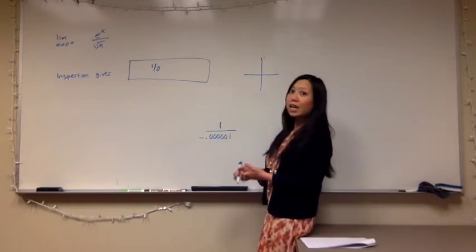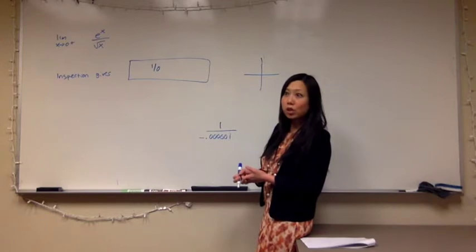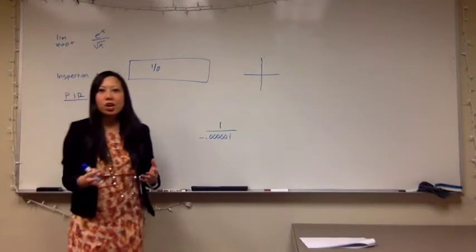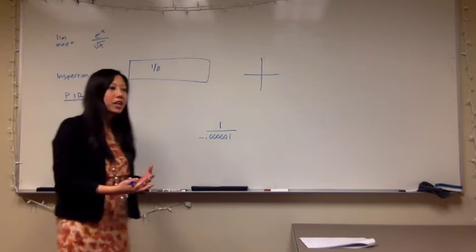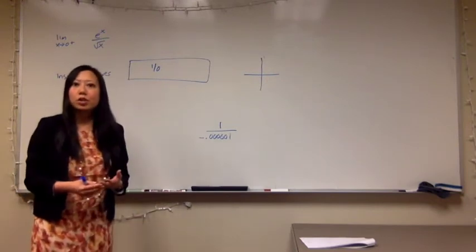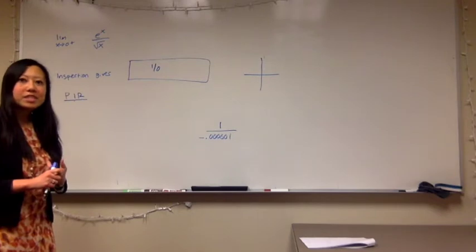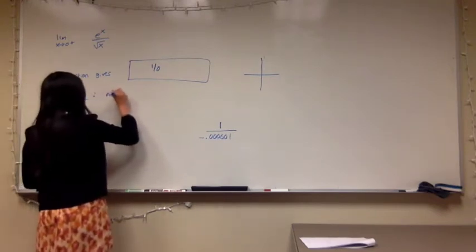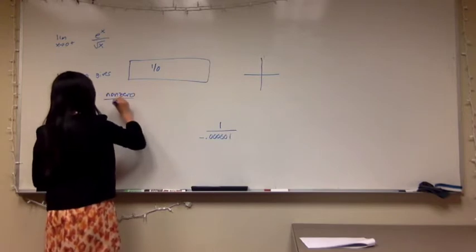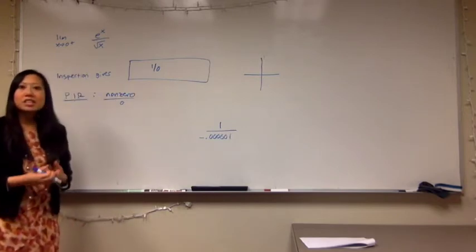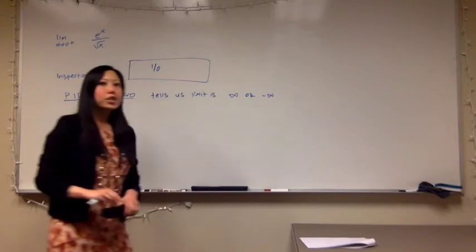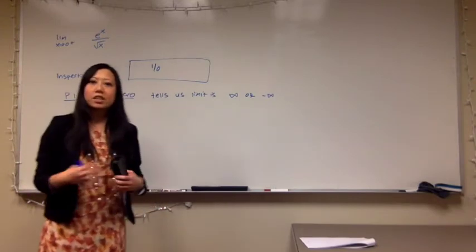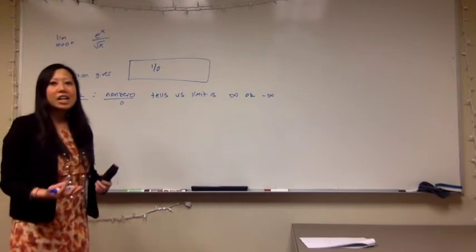So I call this method plug-in rule, abbreviated as PIR. I just made the name up to have something to refer to it by. And again, what happens is if I have a non-zero over 0, then this tells me the limit is either positive or negative infinity. So when I try inspection and get a non-zero over 0, that tells me the limit's either positive or negative infinity. I just have to determine which.